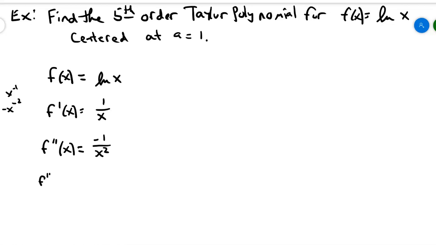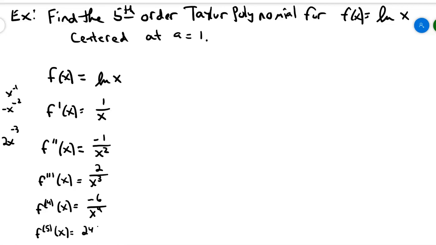If I derive it a third time, now if I derive negative x to the negative second, I'm going to get a positive 2. Remember when you drop the power down by 1, it becomes to the negative third. So I get positive 2 over x cubed. And now you can start to see that this is going to alternate. The fourth derivative is going to be negative 6 over x to the fourth, and then your fifth derivative is going to be positive 24 over x to the fifth.